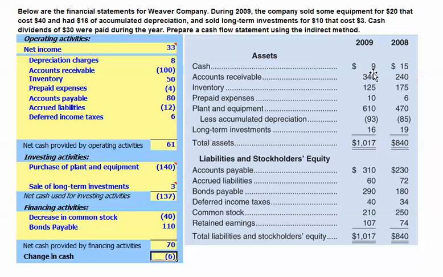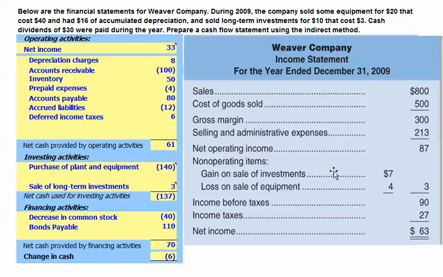Next, we're going to go ahead and incorporate some of the additional information provided up above and on an income statement that we'll display here shortly. Here's our income statement for the Weaver Company. We can see that net income is $63, and we're told up above that dividends of $30 were paid during the year.